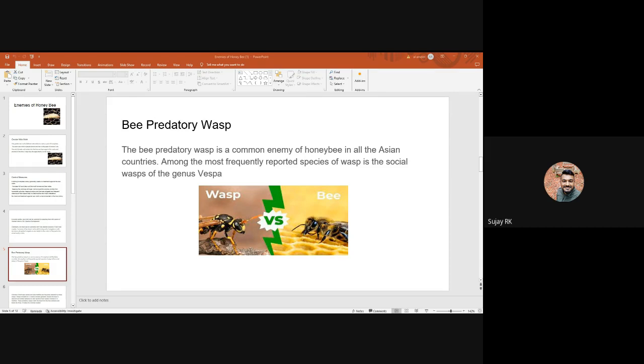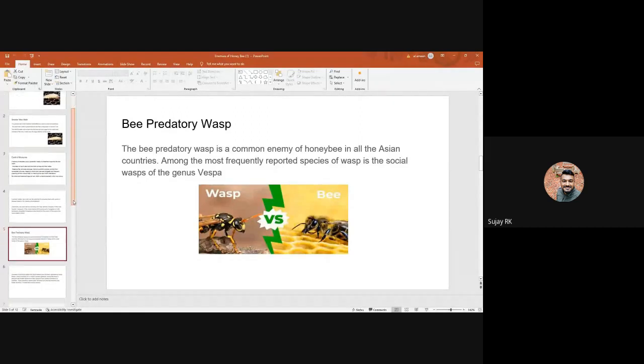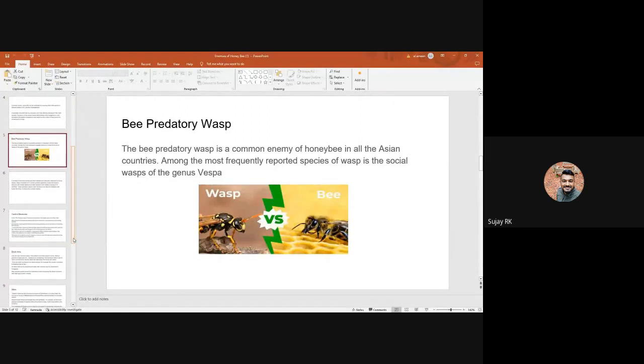So the controlling measure for this is to have bait trapping. There are traps available which need to be set up at the entrance, and using protective screens helps minimize the damage to the honey bees from these wasps. Locating the nest of the wasps by following the flight paths of individual wasps back to their nests, and then destroying the nest, may be time consuming, but it is very helpful.